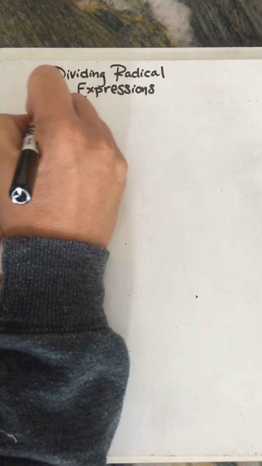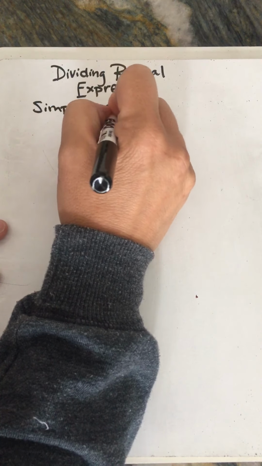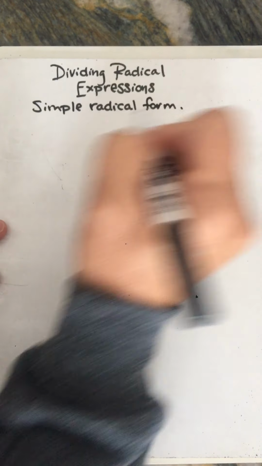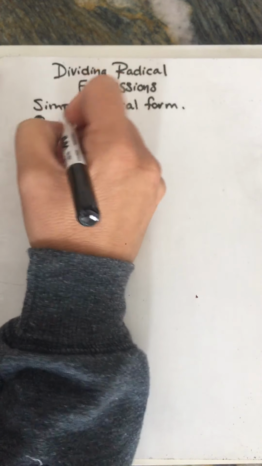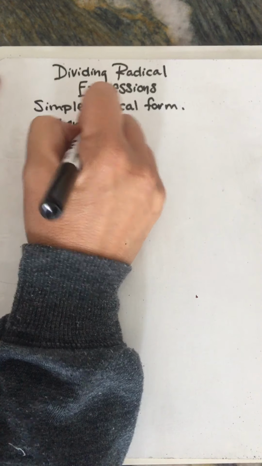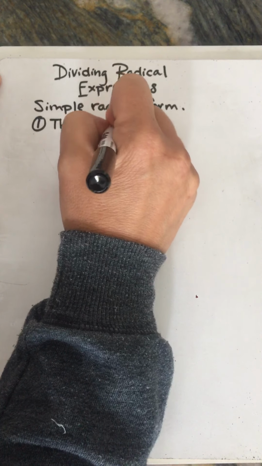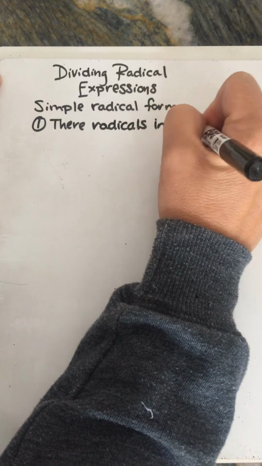Dividing radical expressions, you need to keep in mind two things. It always needs to be in simple radical form. And in simple radical form, there are two conditions that need to be met. Number one, there are no radicals in the denominator. So no radicals in the denominator.